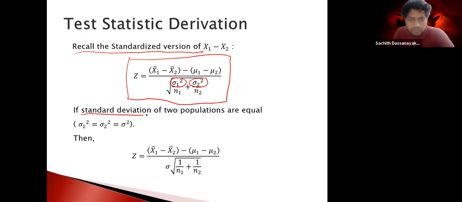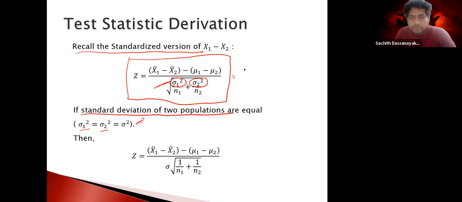See, the two population standard deviations are equal. This one and this one equal some value, which means they are equal. In general, we consider it as sigma squared, a common value. Then you can replace these two values right here using this. Once you replace sigma 1 and sigma 2 using sigma, you will get your equation like this, right?